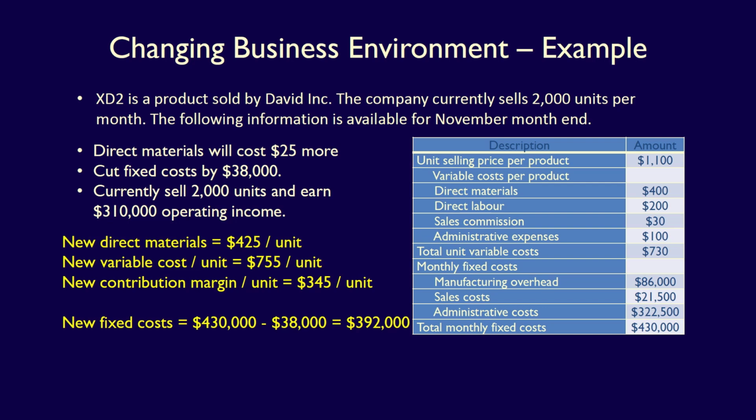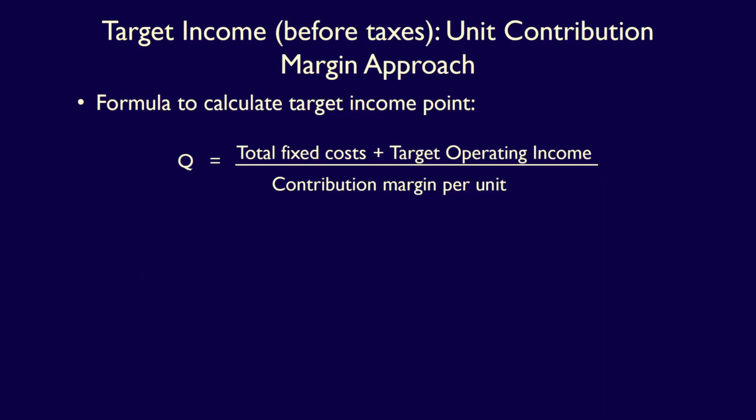Finally, we also have to calculate the new fixed costs. Since fixed costs will decrease, we take $430,000, subtract that $38,000 savings, and that will equal $392,000. We now have all the updated information we need to apply the contribution margin approach. The formula for this approach is as follows. Q, meaning quantity in units, is equal to the total fixed costs plus the target operating income divided by the contribution margin per unit. Q equals total fixed costs of $392,000 plus the target operating income of $310,000, all divided by $345, the contribution margin per unit.